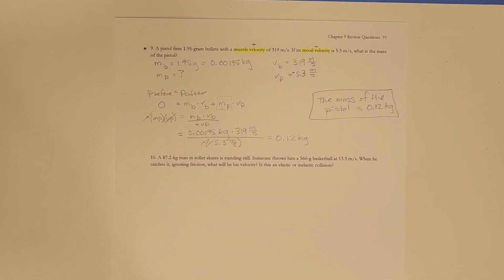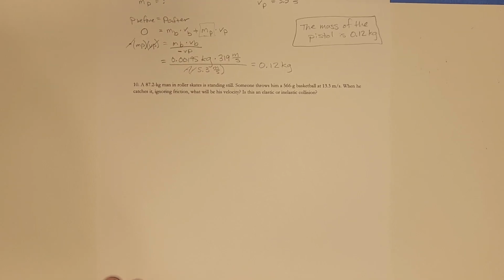For question 10, a 87.2 kilogram man in roller skates is standing still. Someone throws him a 566 gram basketball at 13.3 meters per second. When he catches it, ignoring friction, what will be his velocity? And is this an elastic or inelastic collision?